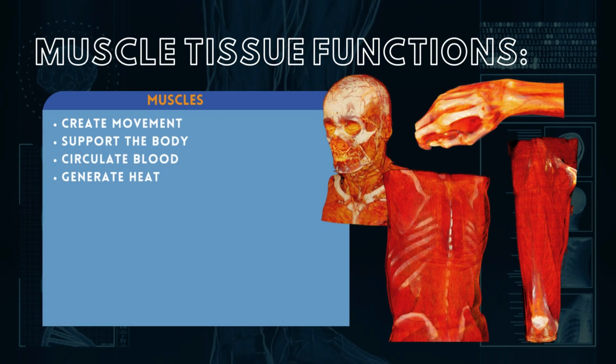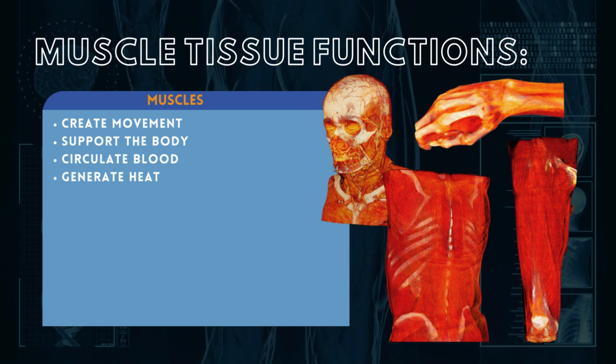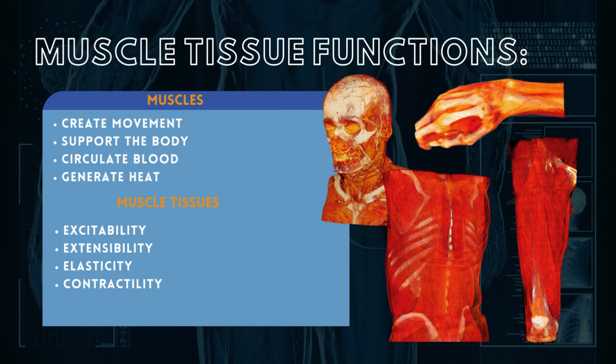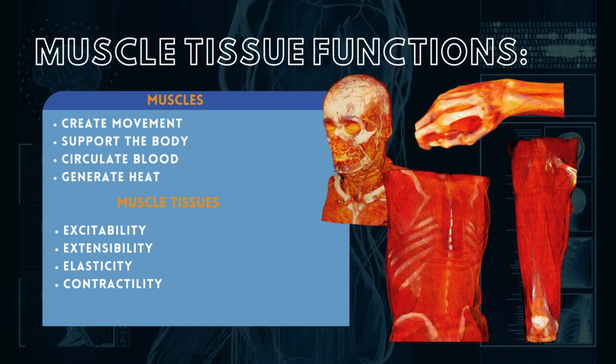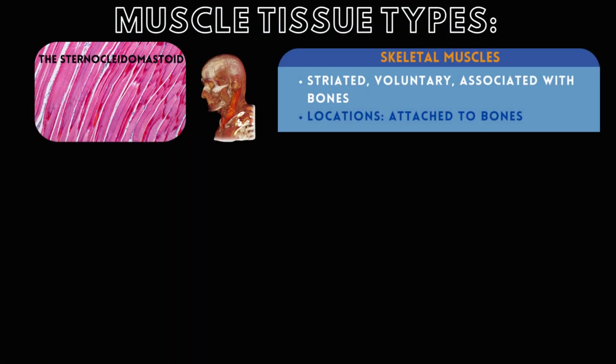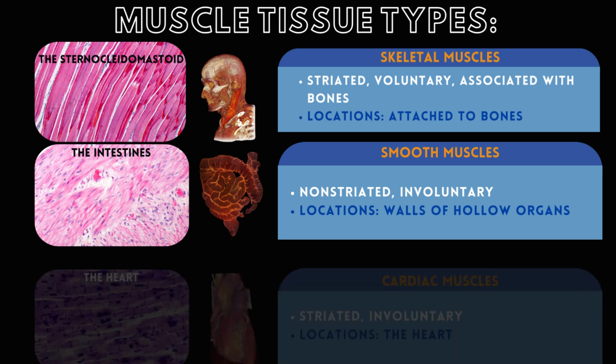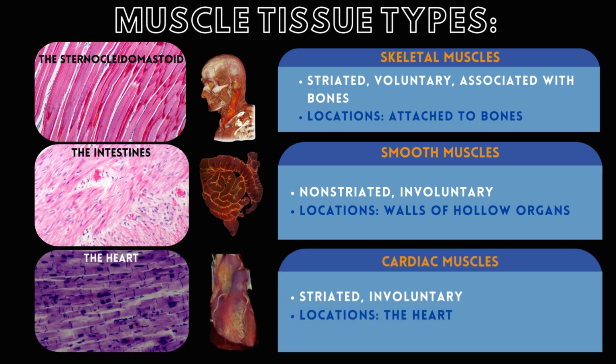Muscles create movement, support the body, circulate blood, and generate heat. Muscle tissue functions include excitability, extensibility, elasticity, and contractility. Types of muscle tissues are skeletal muscle, striated, voluntary, associated with bones; smooth muscle, non-striated, involuntary, found in hollow organs; cardiac muscle, striated, involuntary, and located in the heart.